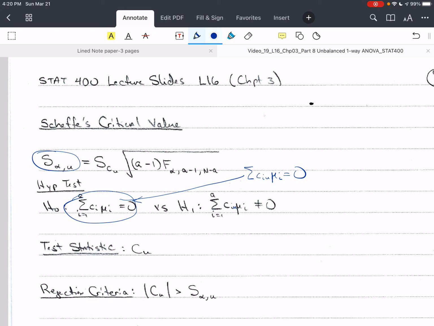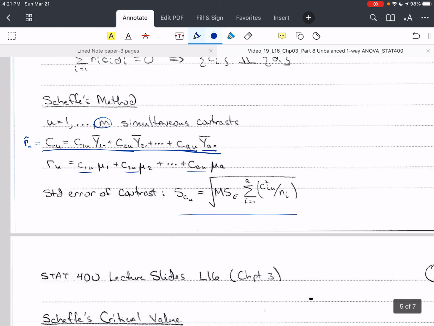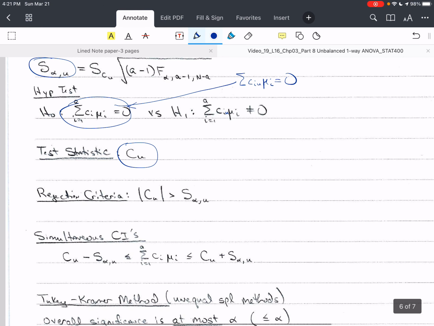The test statistic is our C sub u. That's our estimate of the contrast. And what we're going to do with Scheffé is compare the absolute value to the critical value that we calculated. This is always positive, and so we take the absolute value. If it's greater than this critical value, or bigger in magnitude, another way of saying that, remember that our hypothesis is that the contrast is 0. So if the absolute value of that is much larger than 0, then it's not true.